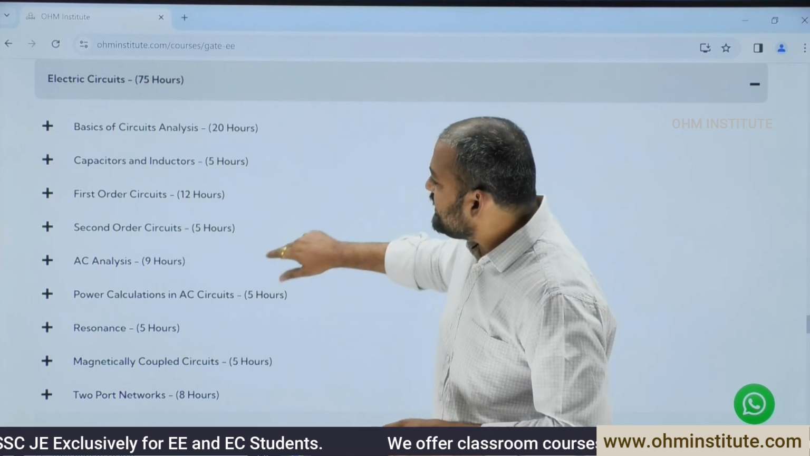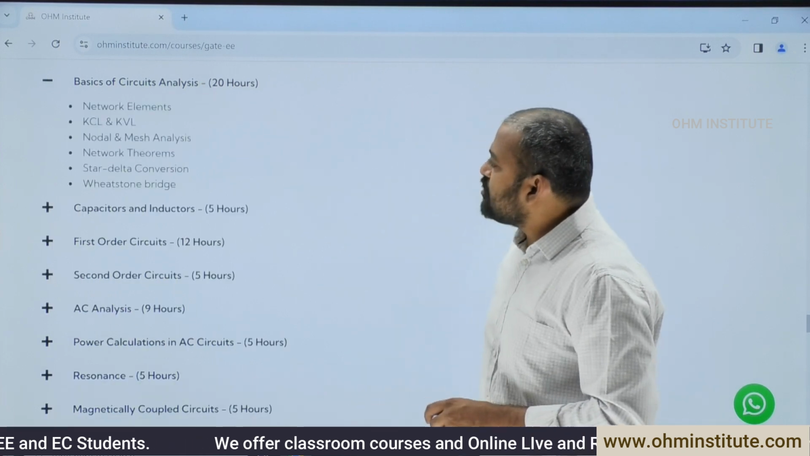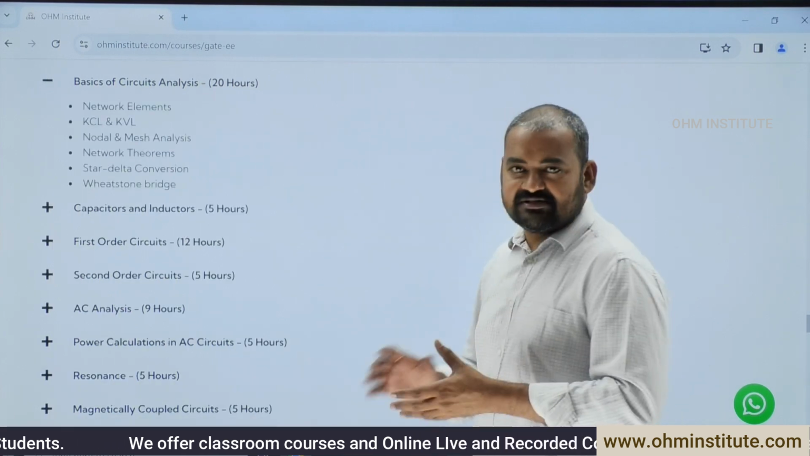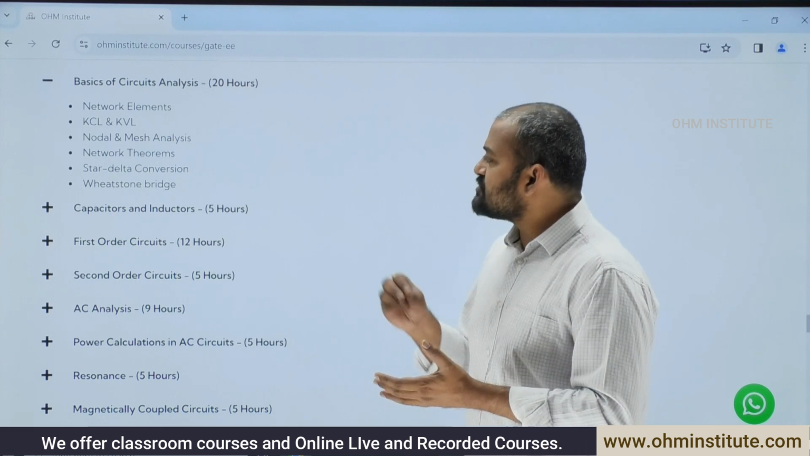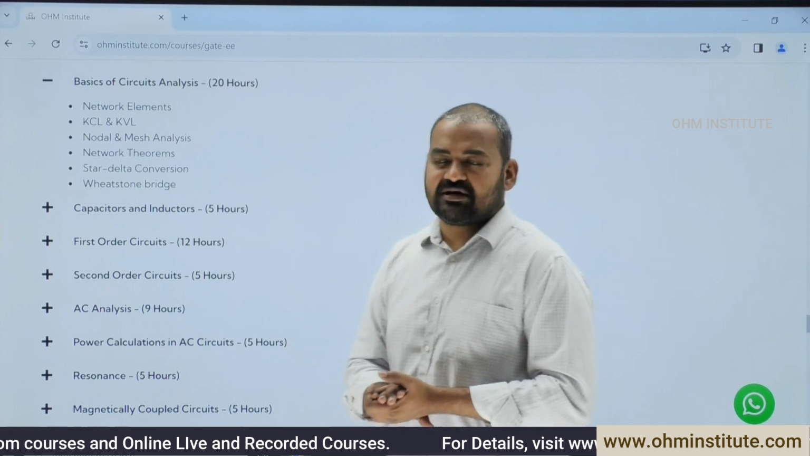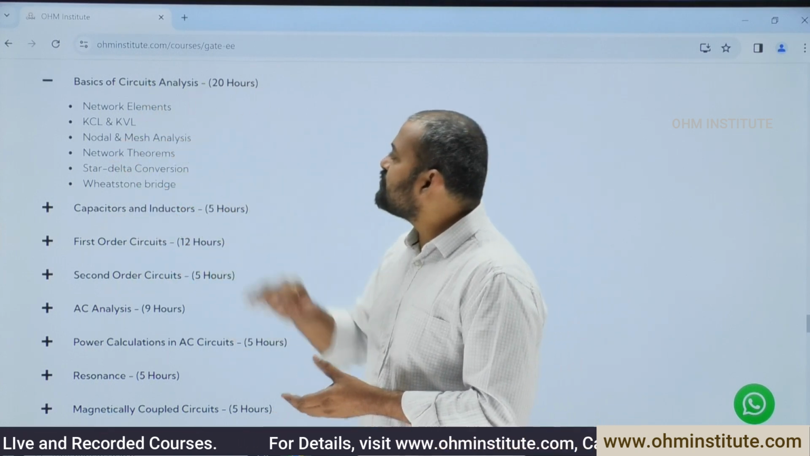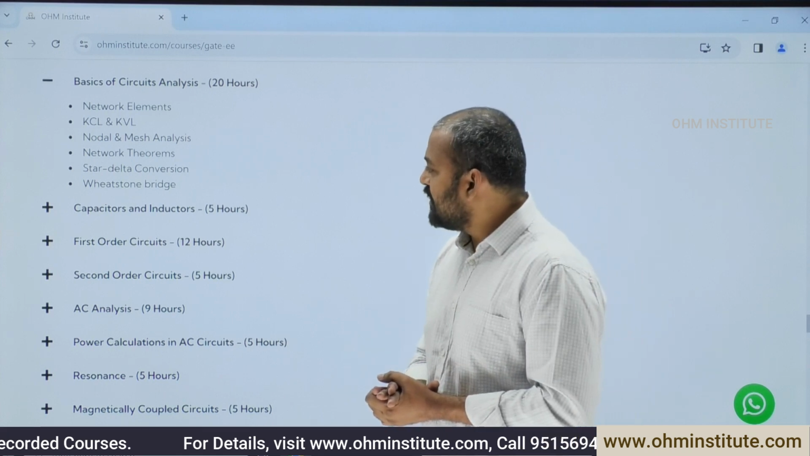There are many subtopics available in electrical circuits. If you look at the first topic, basics of circuit analysis, that is KVL, KCL equations, nodal and mesh analysis, network theorems, star to delta and delta to star transformations, and Wheatstone bridge. These are the subtopics. Around 20 hours will be spent on that.